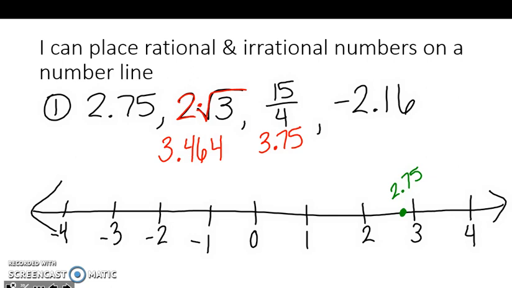2 times the square root of 3 is actually 3.465. So that's going to be in between 3 and 4, almost to the halfway point. And we're going to label it 2 square root of 3. And then 15 over 4, which is 3.75, is going to be between 3 and 4, closer to 4. I'm going to label this on the bottom, 15 over 4. And then negative 2.16 is going to be between negative 2 and negative 3, pretty close to negative 2.